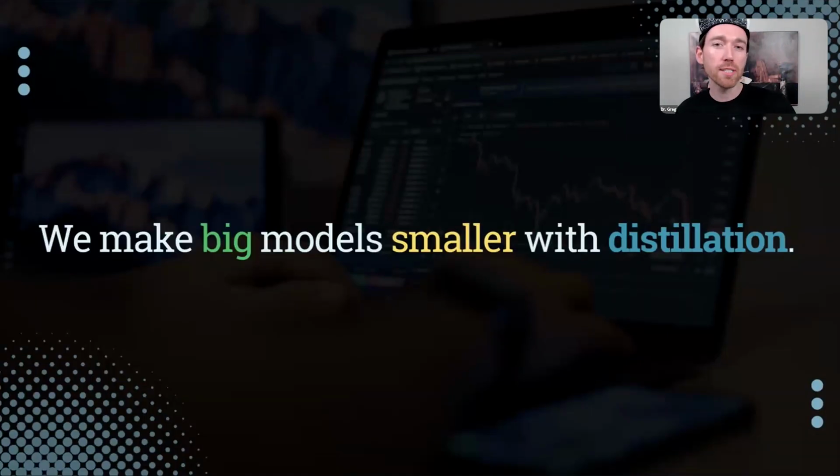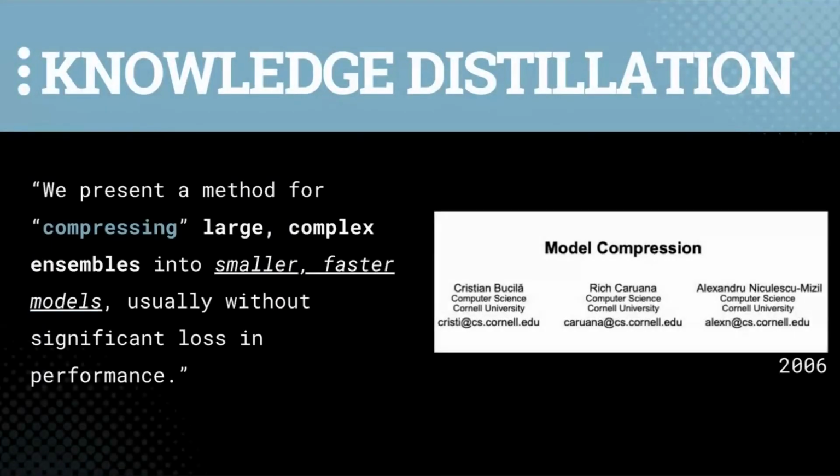Let's take a walk down memory lane. I'm not sure if I remember any of this, although most of us were certainly alive in 2006 when the original knowledge distillation paper came out, called Model Compression. We present a method for compressing large, complex ensembles into smaller, faster models, usually without significant loss in performance.